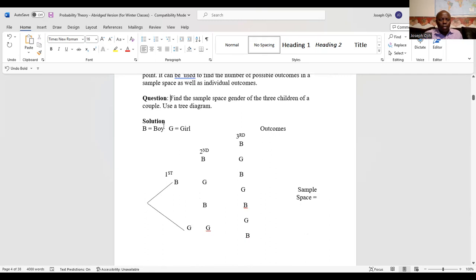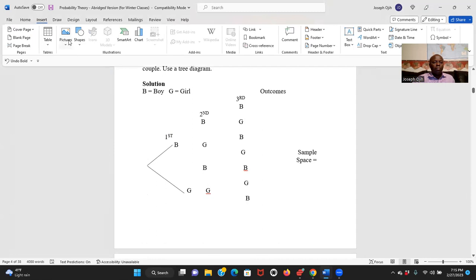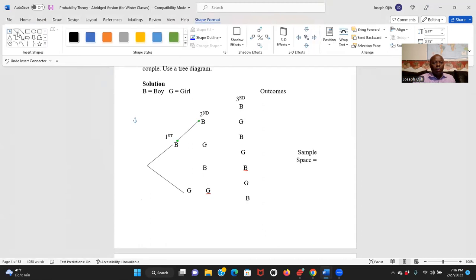So for this particular family, we can use B for boy and G for girl. I put the numbers in. The first child might be a boy or a girl. Then for the second child and third child, you just draw 2 lines that will represent boy or girl. So for the second child, it can be either boy or a girl on this side. And on this side, it can also be either a boy or a girl. That's for the second child. Then for the third child, each of these outcomes, you draw boy and girl for each of them.